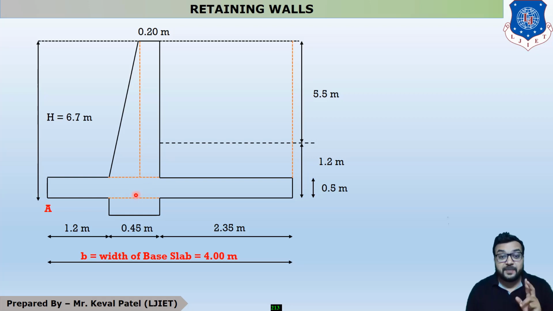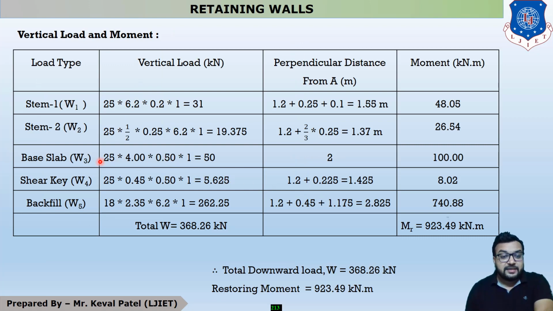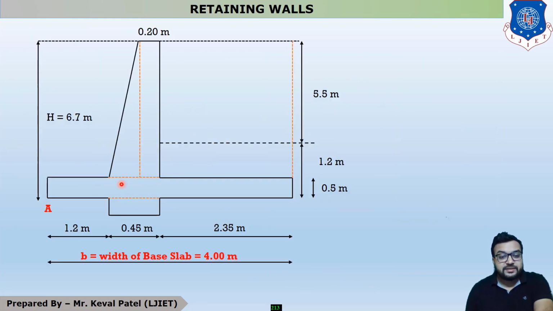Our third portion is the base slab. What is the area of the base slab? This is 4 meter and this is 0.5 meter. So 4 into 0.5, and 25 is the density of concrete, so it is 25 into 4 into 0.5 into 1. We will get our answer 50. Now what is the CG? This length is 4, so 4 divided by 2, which is 2. So 50 into 2 gives 100 kilonewton meter.